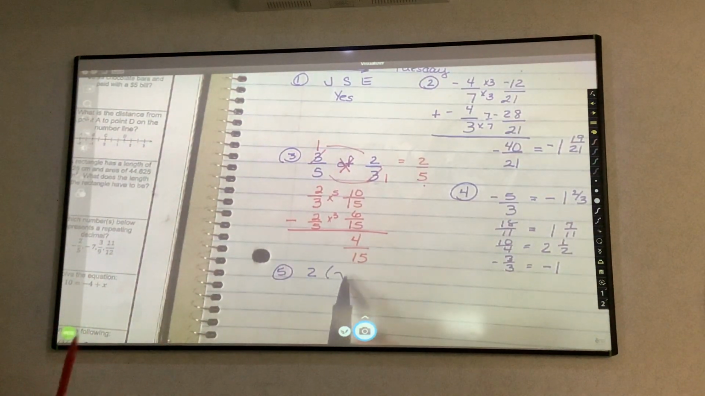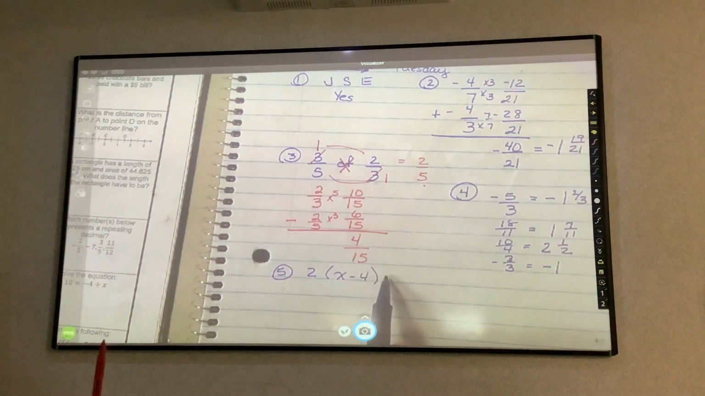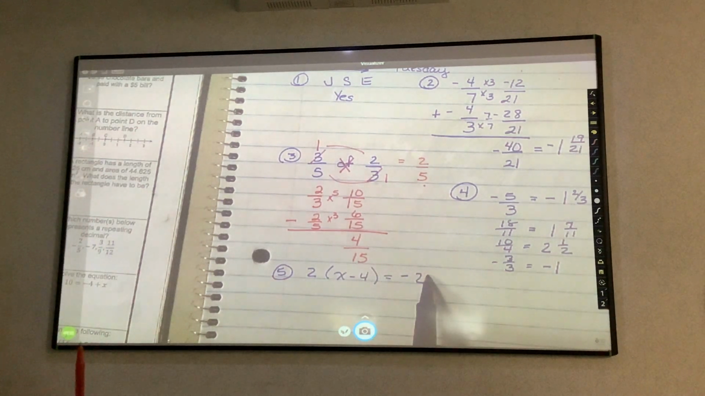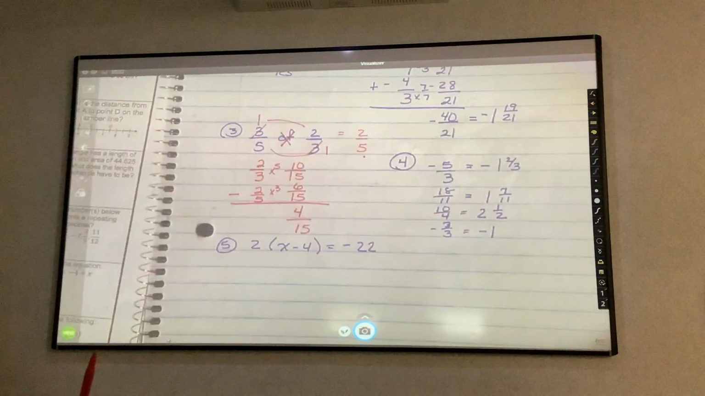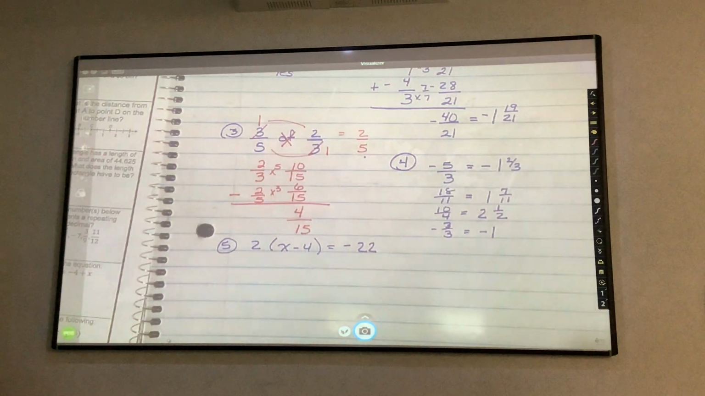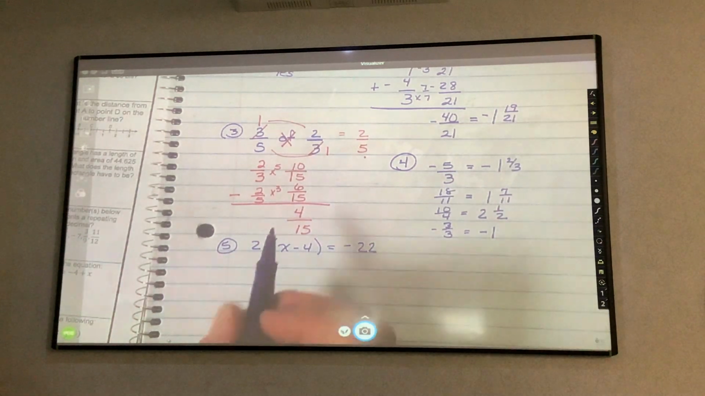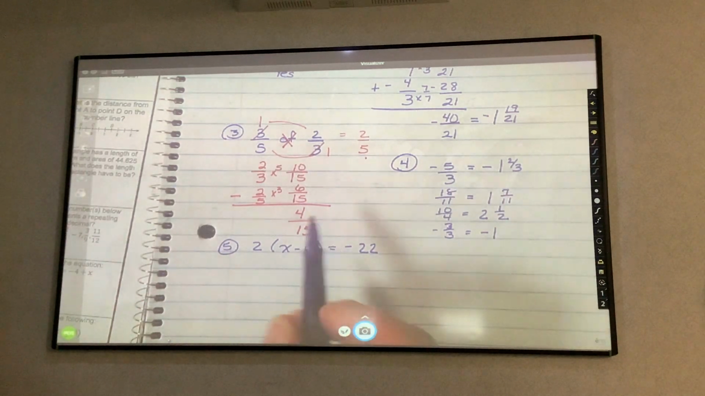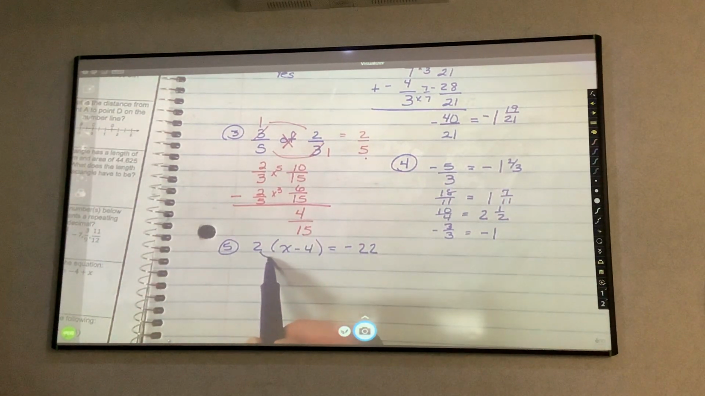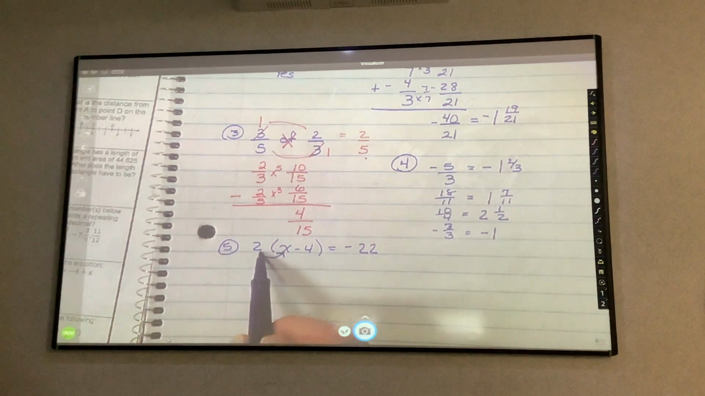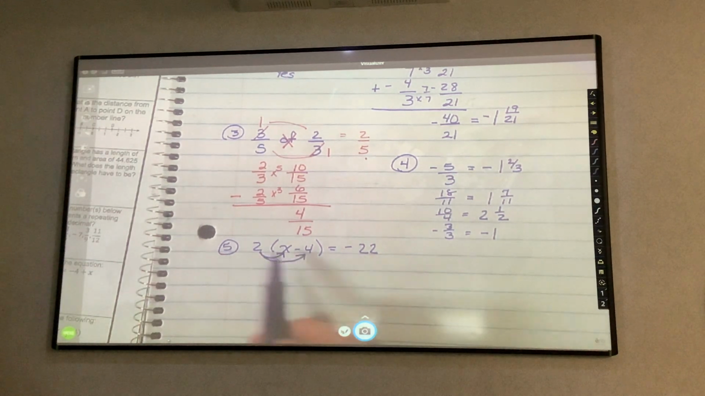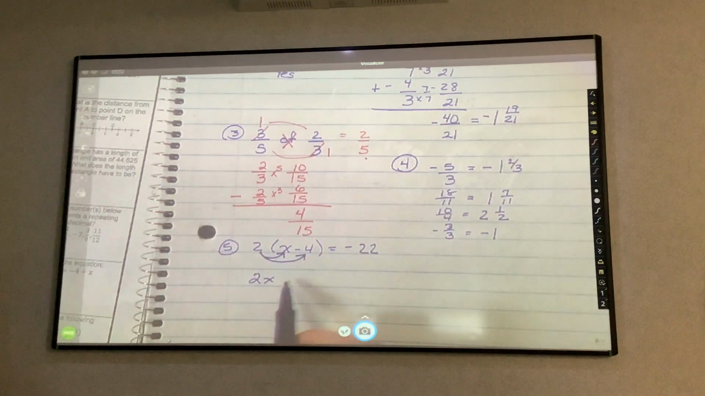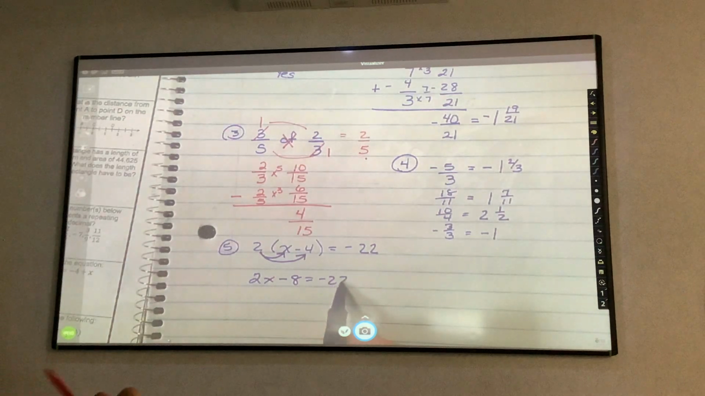It says to solve this equation. Before I can solve for x, or before I can box up the x, what do I need to do? Say that again. Distributive property, you have to distribute the 2. So 2 times x is 2x. 2 times 4 is 8, so it's 2x minus 8 equals a -22.